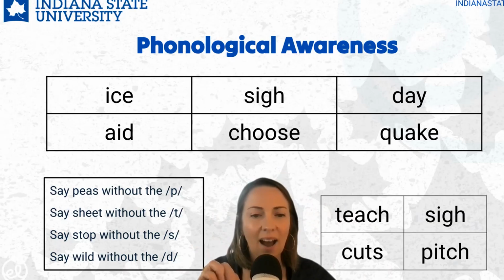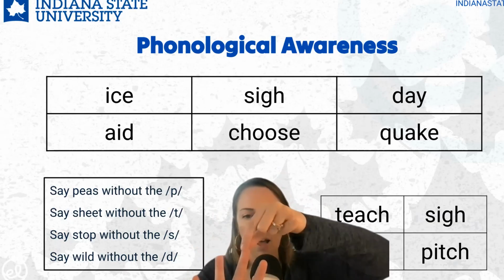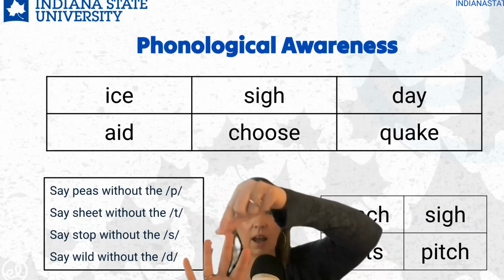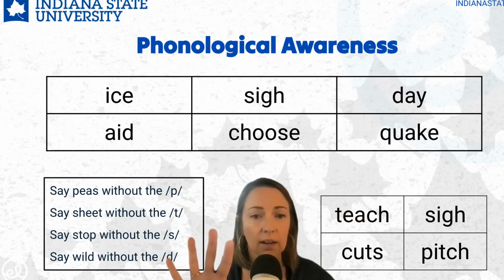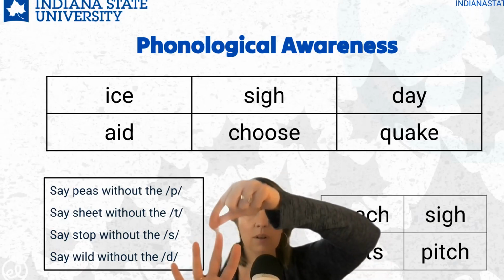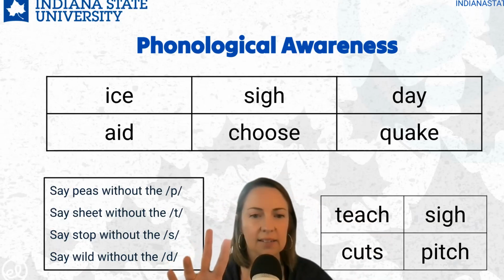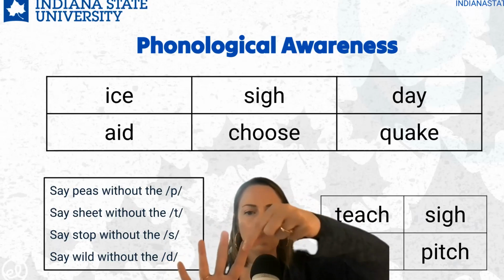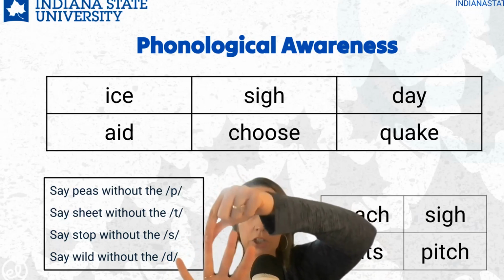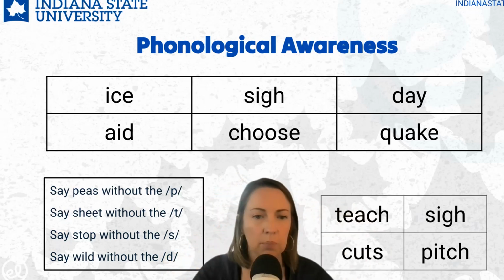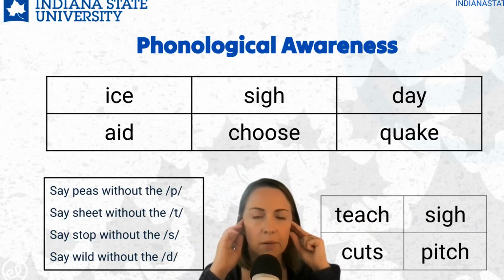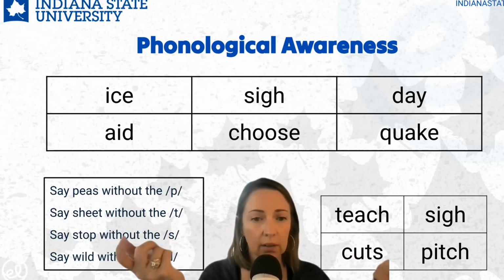Next word, cuts: k, u, t, s. Backwards, s, t, u, k, stuck. Thigh: th, I. Backwards, I, th, ice. Pitch: p, i, ch. TCH makes one sound, ch. Ch, i, p, chip, backwards. So see, it's not too difficult, but it might just be a new skill, practicing a new skill.